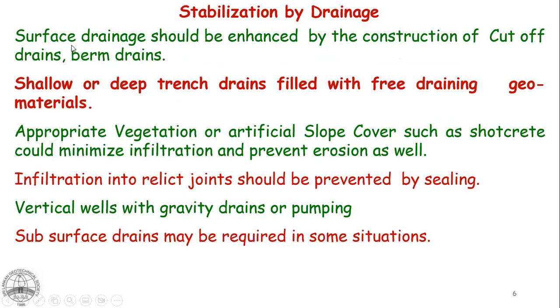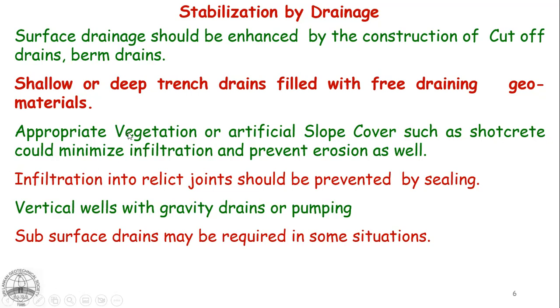The surface drainage can be enhanced by construction of cut-off drains, berm drains, etc. That is, we regulate the flow of water on the surface. We can collect the water and facilitate the rapid movement of water out of the critical site. So in that case, we use surface drains, cut-off drains, berm drains. Shallow or deep trench drains will also be helpful.